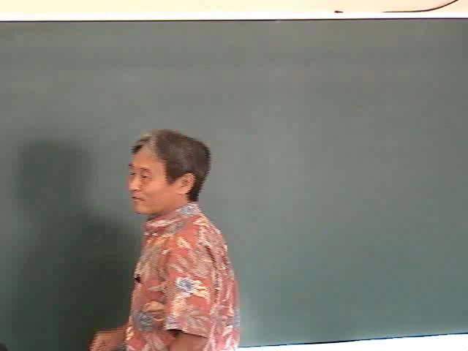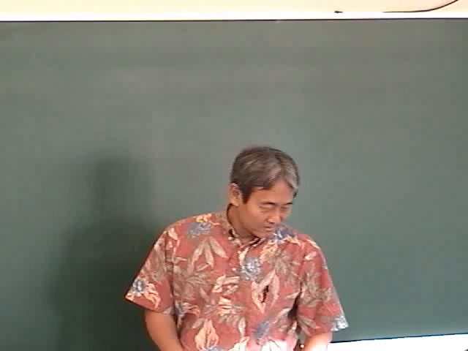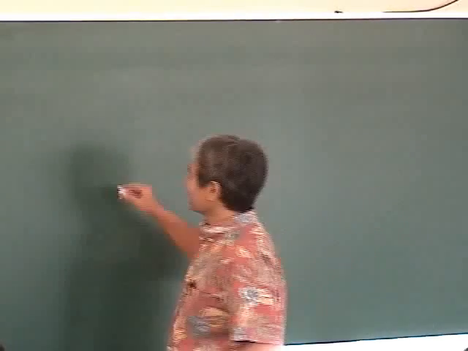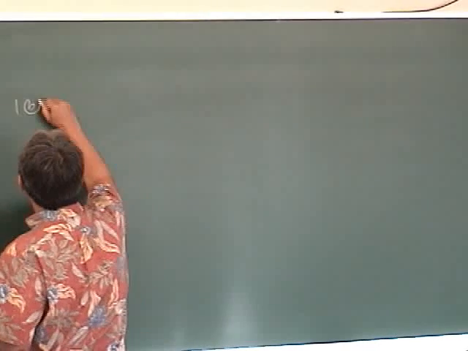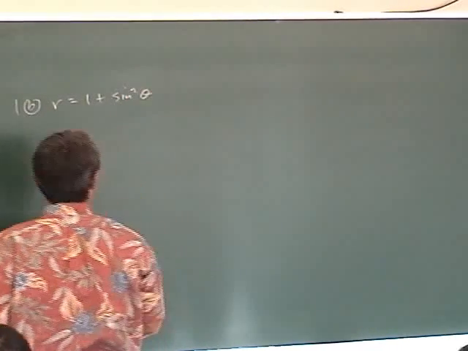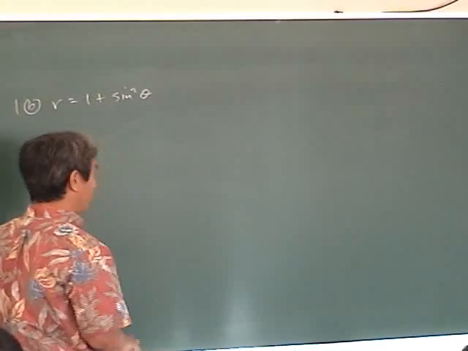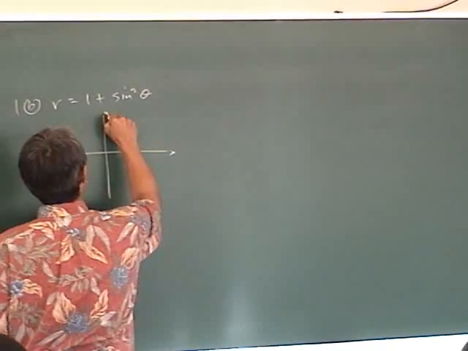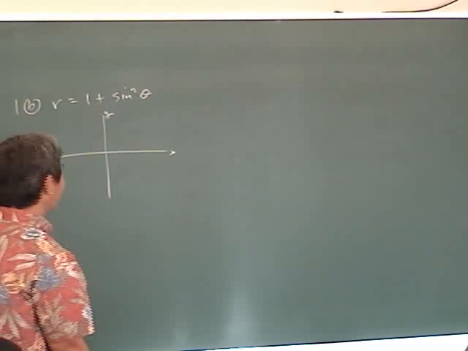Okay, so polar 3 first, 1b. R equals 1 plus sine squared theta. Tomorrow there's going to be one problem where you just have to plot points, and we'll have explicit instructions. Like this one, didn't it say plot a point every 45 degrees?